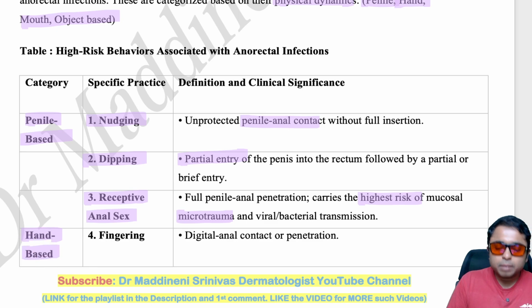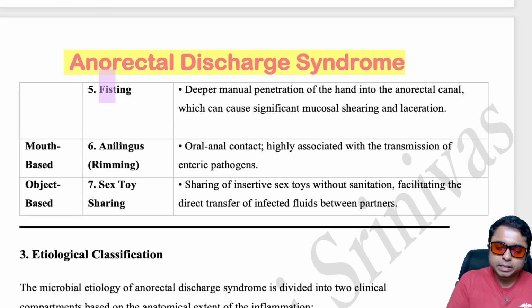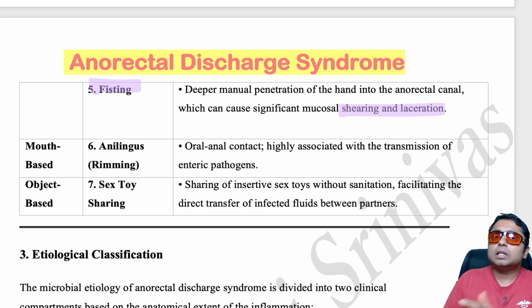Next, we have the hand based. It could be simple entry of the finger into the anus, which is called fingering, or the entire fist entering into the anus, which is called fisting. Practically, you should know that because the fist is larger, there could be lacerations and shearing, which could lead to damage of the mucosa. This again could act as a facilitator for viral transmission, HIV transmission, and the possibility of other bacterial infections also increases.